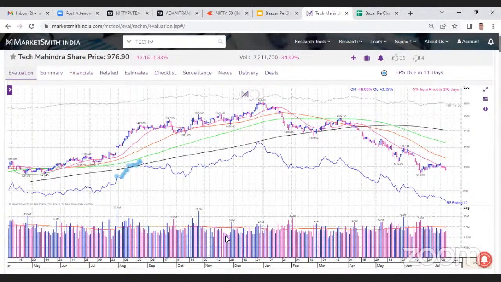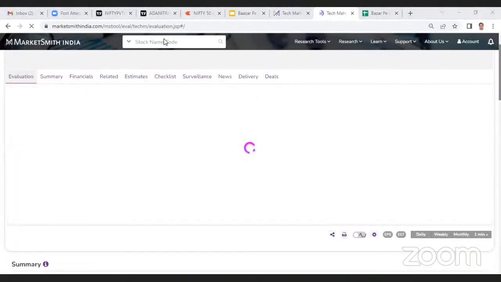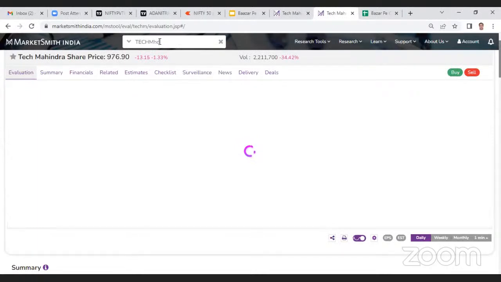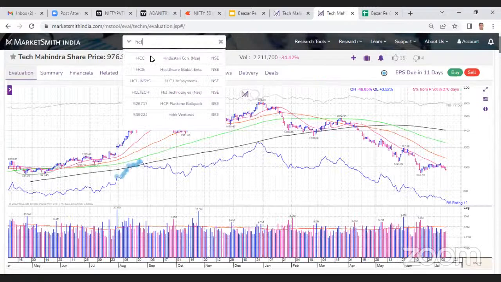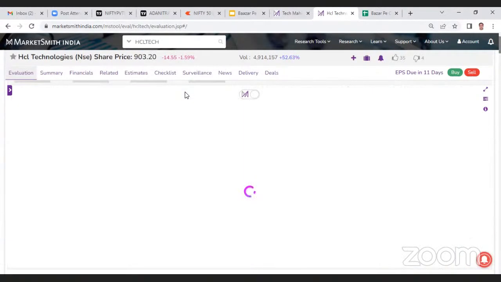So most probably, in my opinion, this whole IT pack, be it TCS, Tech Mahindra, Infosys, whatever it is, will remain underperforming for another 3 to 6 months, or I can say 1 or 2 quarters, and one can wait a few more months to take a proper entry. If someone is interested in buying or doing bottom fishing, one can take it.